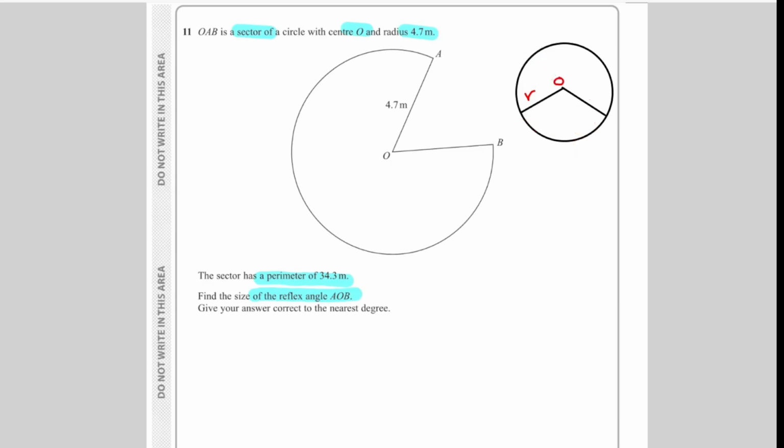Then now we need to get the reflex angle. Now you should know what a reflex angle is. So let's say there are 3 types of angles: acute, obtuse, and reflex.